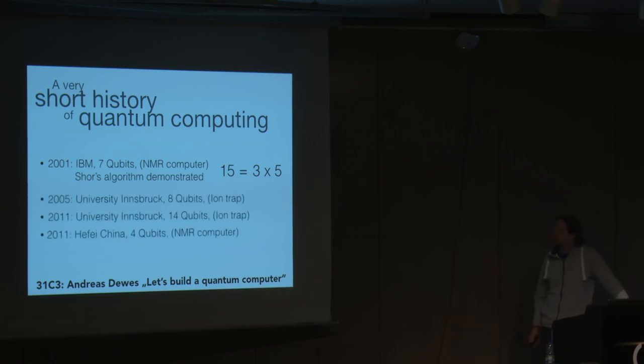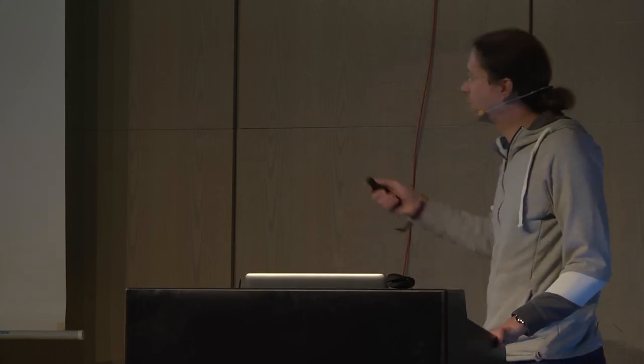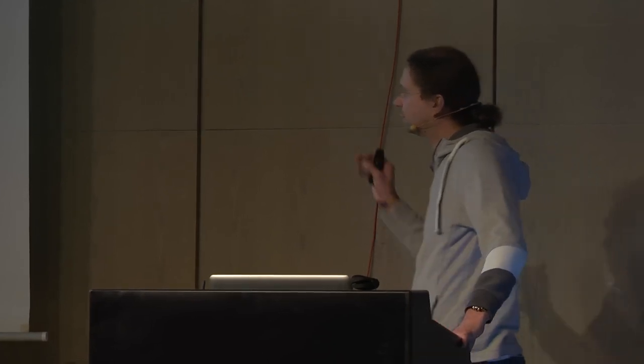Okay, that was 2001. 2005, 2011, incremental improvements of the quantum computers. 2011, Hefei, China, 4 qubits, giving you the prime numbers of this number. These are other implementations of quantum computers. As you know, I will talk now about diamonds and quantum computers with diamonds. But if you're interested in these implementations, I strongly suggest, if you haven't seen it, the wonderful presentation, Let's Build a Quantum Computer by Andreas Dewes at this Congress. Rewatch it if you haven't seen it, because it was really fascinating to see those concepts.